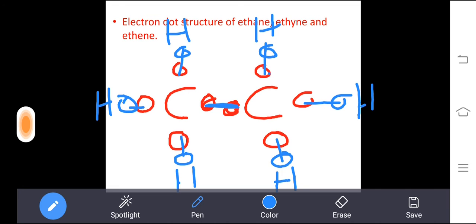And one more concept you want to know, in one bond how much electron it will be there? 2 electron it will be there. That is one more important concept. In one bond 2 electron is there. So we can call that as a bond pairs.